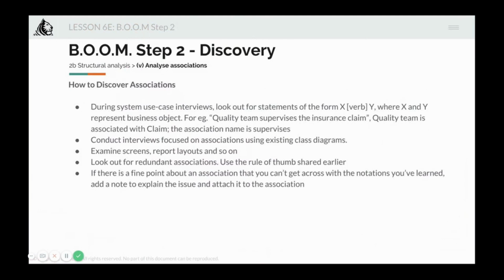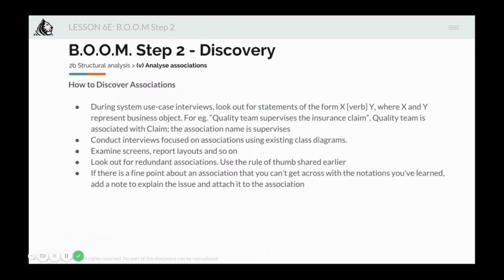So how to discover associations? Well, during system use case scenarios and interviews, look out for statements of the form X verb Y, where X and Y represent business objects. For example, quality team supervises the insurance claim. Quality team is associated with claim. The association name is supervises. You conduct interviews focused on associations using existing class diagrams, examine the screens, report layouts, and so on, and that will give you a good sense.